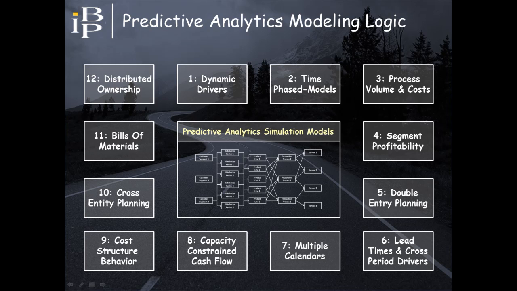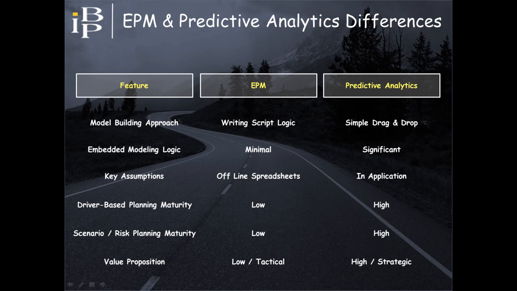Provided on the screen is a recap of the modeling logic differences between EPM and predictive analytics that we started with. By now, you should have a better understanding of them. Provided on the screen is a summary of the key differences between EPM and predictive analytics. The key ones are at the bottom of the screen, that being that predictive analytics supports much higher maturity of driver-based planning and scenario planning. These two are important to understand because they are the key factors driving the differences between the value propositions supported by the applications.